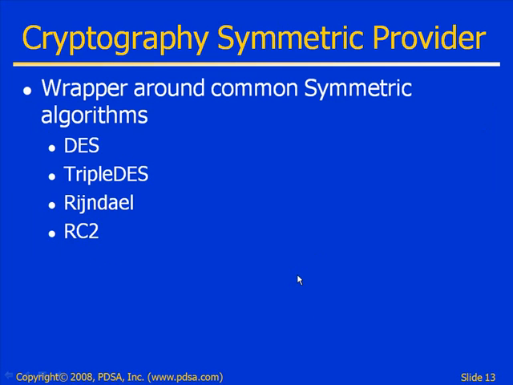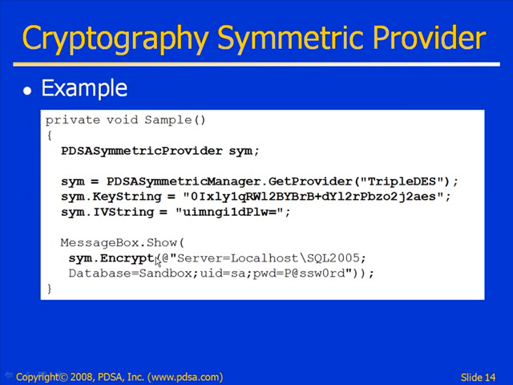We do have a wrapper around the common symmetric algorithms as well: DES, Triple DES, Rijndael, and RC2. Again, an example here. Now, you probably wouldn't hard code a key string and an IV here, but you could. But normally you would retrieve those from our key management provider. And then again, it becomes a simple matter to encrypt using our encrypt method. And if you looked at the cryptography stuff in .NET, those get quite involved. This is much simpler.